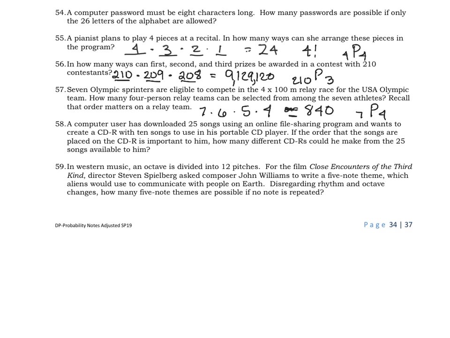Okay, 58. A computer user has downloaded 25 songs using an online file sharing program and wants to create a CDR with 10 songs to use in his portable CD player that we all carry around with us now. If the order that the songs are placed on the CDR is important to him, how many different CDRs could he make from the 25 songs available to him? So remember, he's only going to put 10 songs on that. We're not going to repeat again because we're not going to drive anybody crazy here.